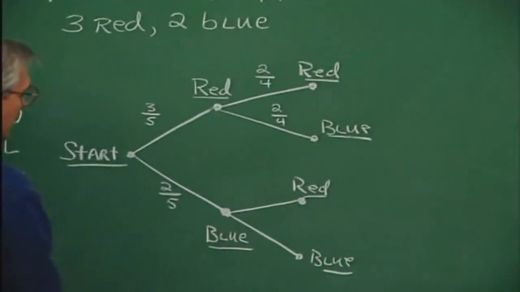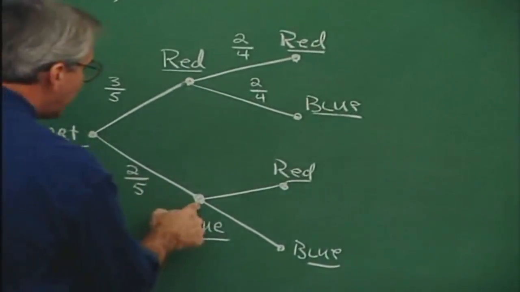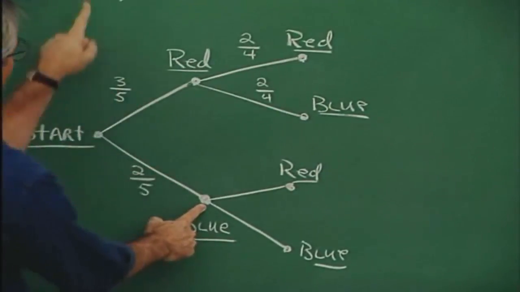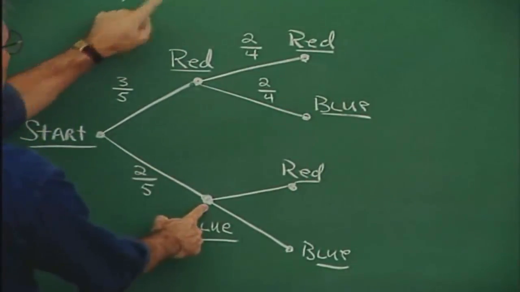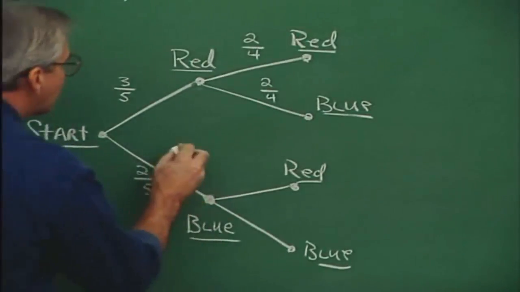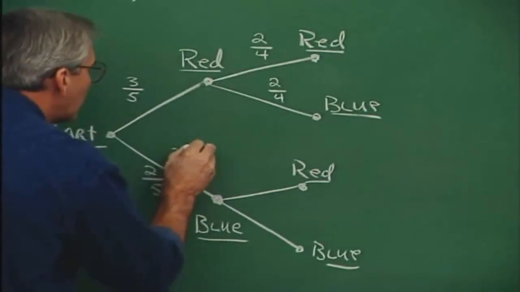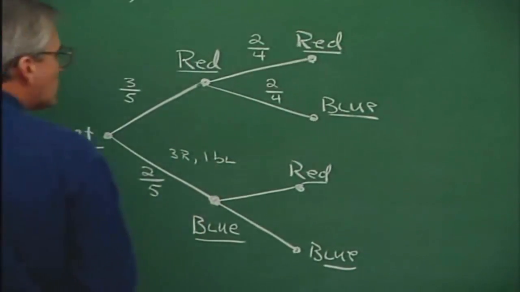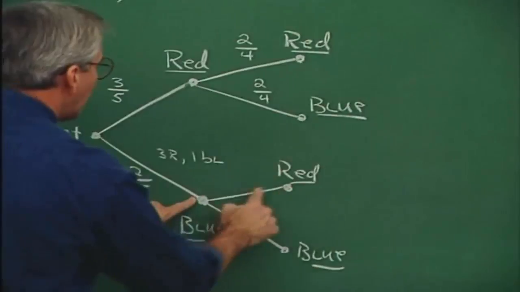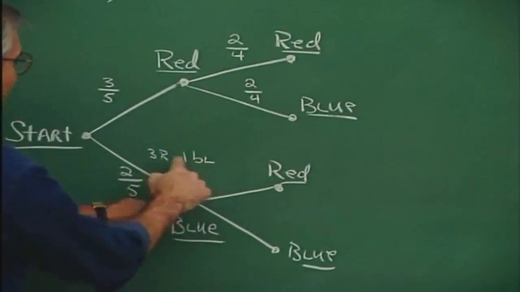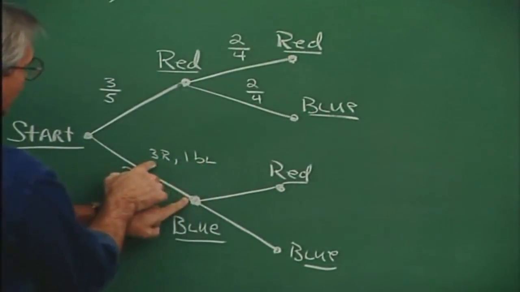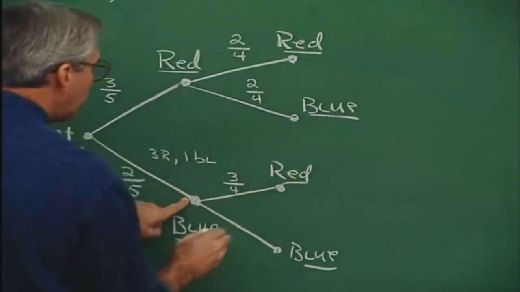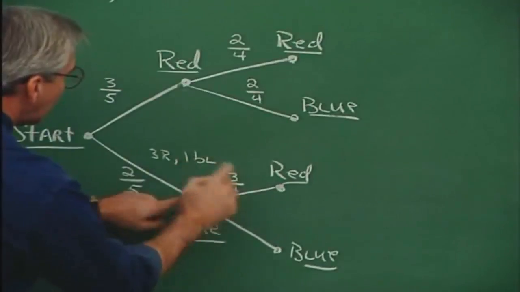All right, let's come down here. What if the first ball drawn was a blue? That's what this implies. So the blue is gone, and now what's left in the urn is 3 reds, 1 blue. I could even make a note of that. 3 reds, 1 blue. So what's the probability then of drawing red if I've got 3 reds and 1 blue? I've got a total of 4 balls. 3 of them are red, so it's 3 out of 4, and the probability of blue would be 1 out of the 4.